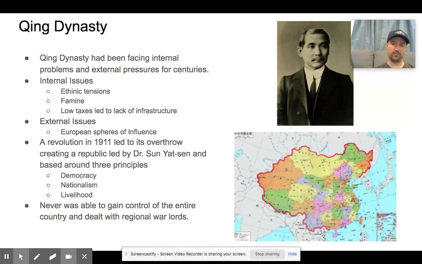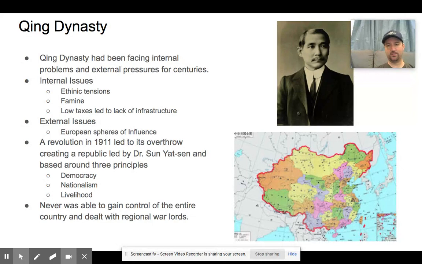instead of creating a new dynasty in the dynastic cycle, it establishes a republic led by Dr. Sun Yat-sen. And the basic principles of his republic were going to be democracy, nationalism, and livelihood. So these were like the three pillars of it. So democracy, power to the people; nationalism, loyalty and patriotism for the country; and then livelihood, to promote economic growth and things like that.